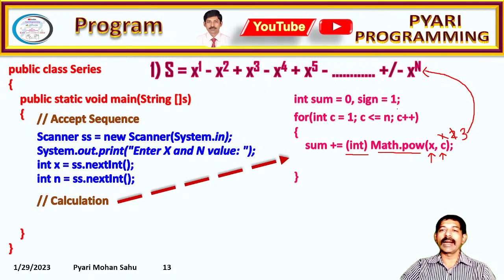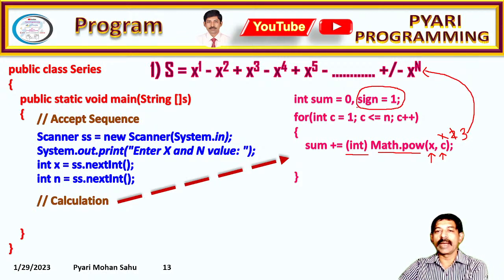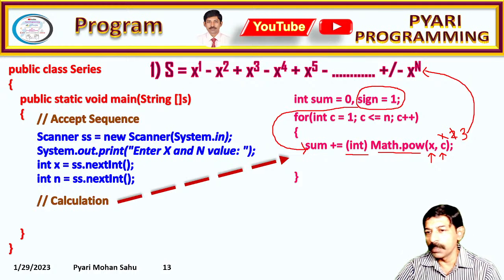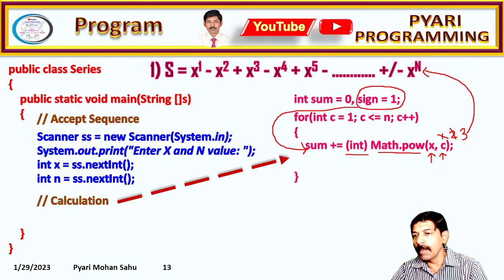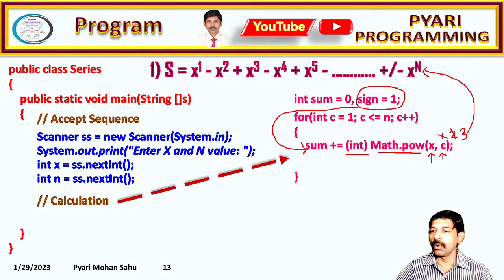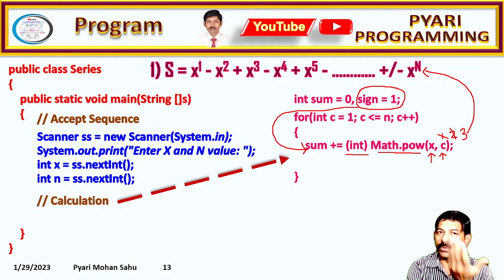Next question arises: how can I change this sign and how can I apply this sign to my sum? That is the vital, the most important part. Who can say? Sum plus is equal to Math.pow(x, i) into sign. Whatever Math.pow gives you, you have to multiply the sign with it so that plus and minus are applied. Now if I directly multiply the power, the result will become minus. Minus and plus will be cancelled. Sign is equal to sign into minus 1. Yes, good.